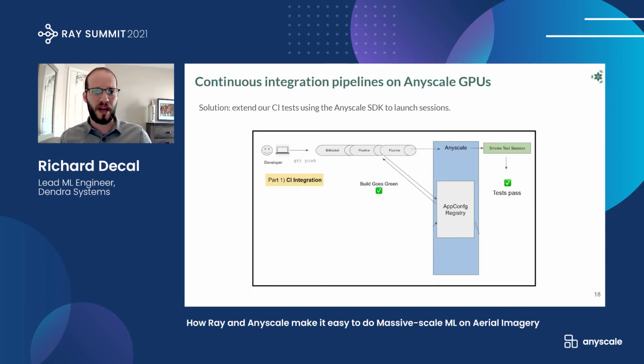So this is what it looks like. Whenever we push to Bitbucket, the pipelines would get activated as usual, and the Anyscale SDK would create an app config. It'll compile a build, and if that passes, then we use Anyscale to start a session with GPUs on them and run our tests to see if they pass. And then these results get propagated back to Bitbucket's CI.